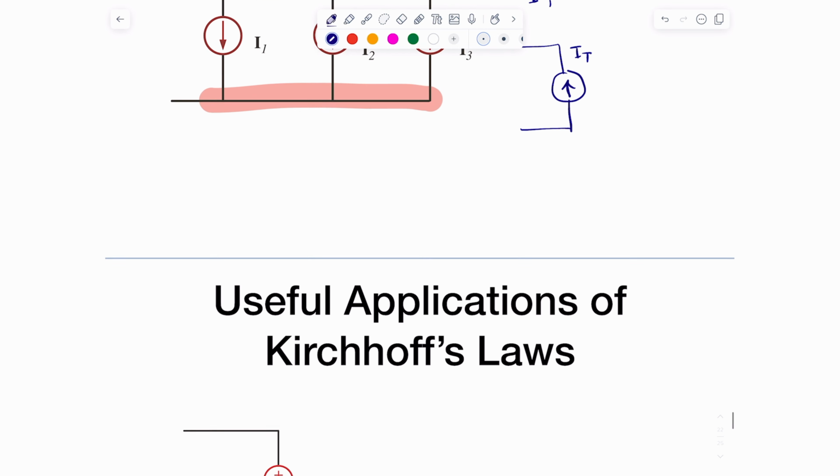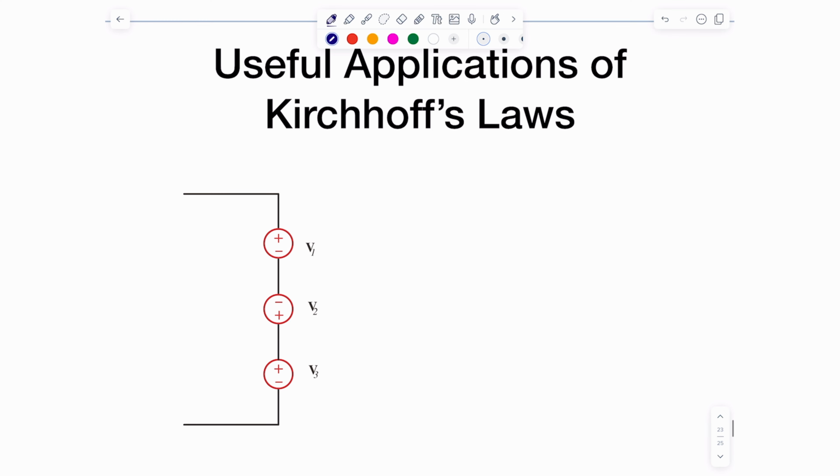We can do similar analysis for voltage sources connected in series. I can substitute these three voltage sources by a single voltage source, which we'll call V_T. The way we can do it is by saying this is plus and this is minus, and I'm going to call this node A and this one B, and this becomes V_AB.